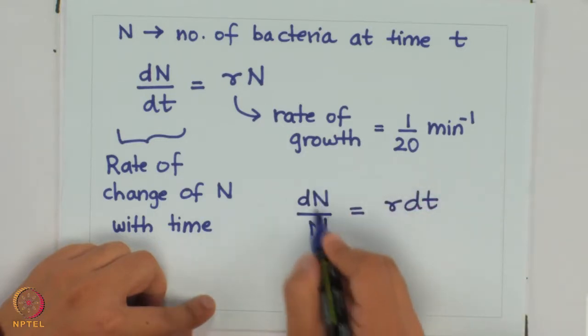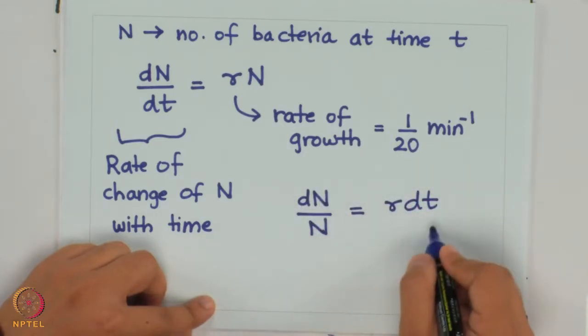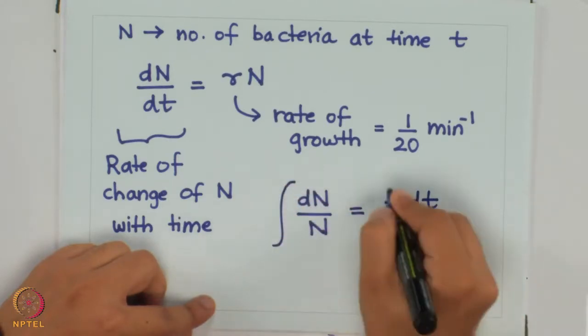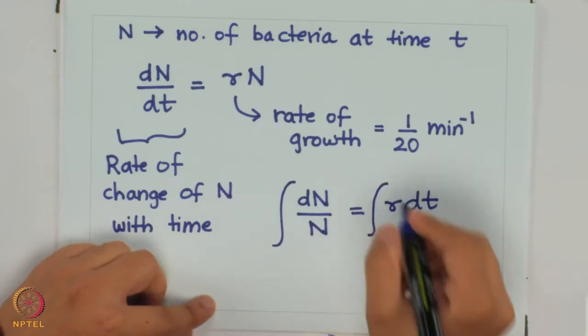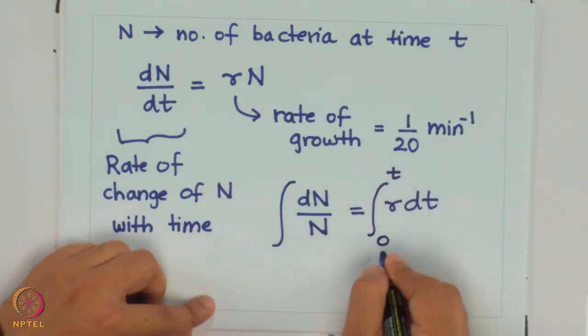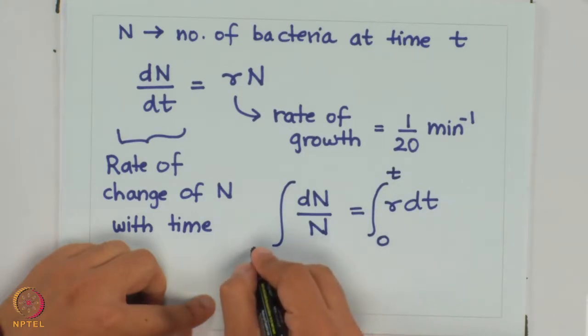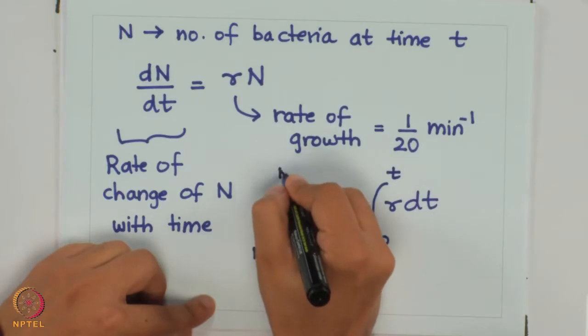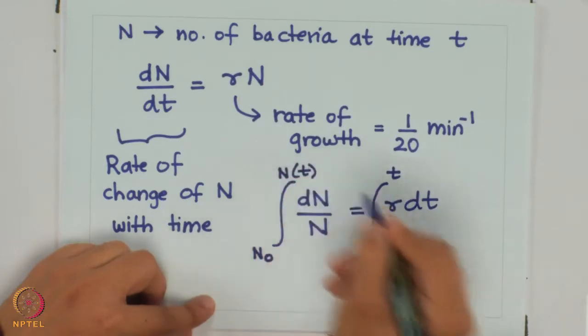And now I have a left hand side which is only dependent on n and a right hand side which is only dependent on t. And when I integrate the two from time t equal to 0 to time t equal to t, at t equal to 0 the number of bacteria that I started with was n naught. At t equal to t, the number of bacteria that I am going to end up with is nt.